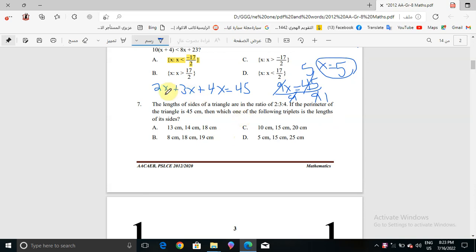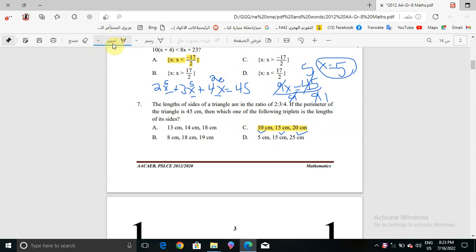Okay, then in place of x, put 5. That means 2 times 5, 10. Okay, 3 times 5, 15. And 4 times 5, it will be 20. So that means choice C is the correct answer for question number 7.